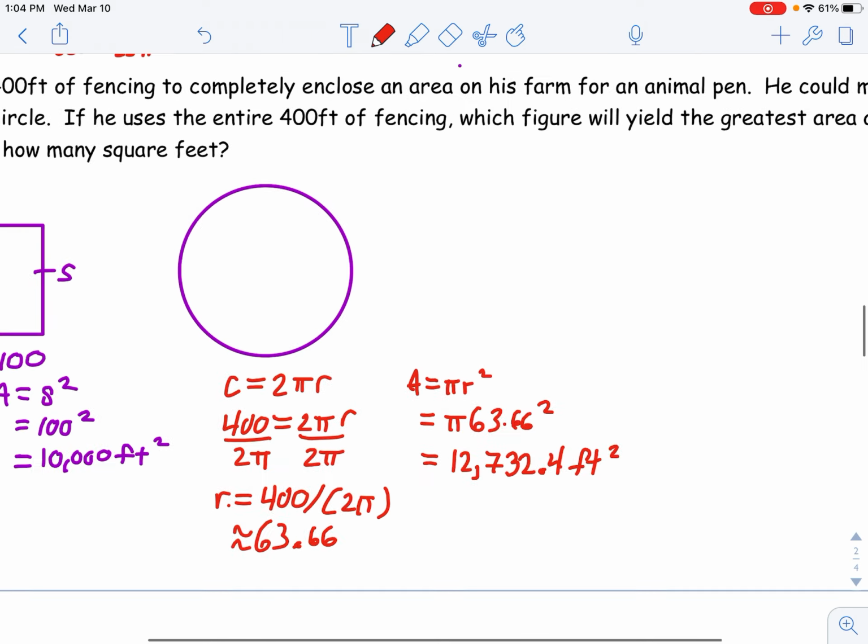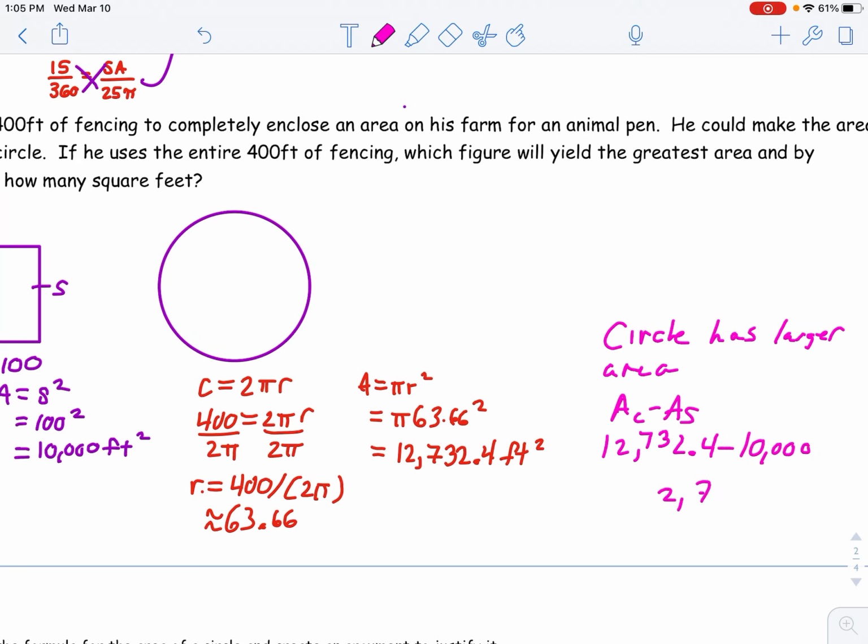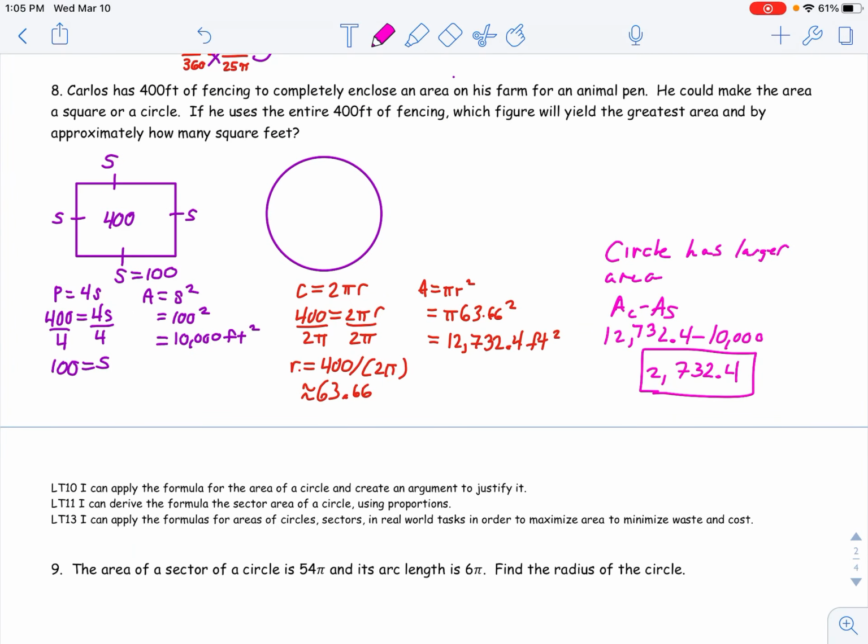All right. So that means that the circle has larger area, and you can calculate it by doing the area of the circle minus the area of the square. So 12,732.4 minus 10,000, so by about 2,732.4 feet. Cool beans.